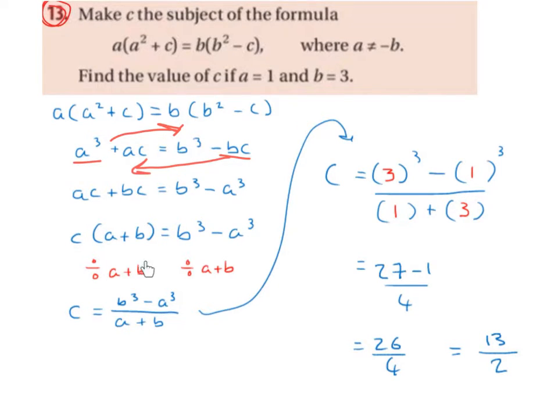I just have to divide by A plus B, because at the moment the C is multiplied by A plus B, so that they cancel out. But if I divide by A plus B on the left, I have to divide by A plus B on the right. So I get C equals B cubed minus A cubed over A plus B. Now the C is on its own, so I've made the C the subject of the formula. Now I just have to sub in A is equal to 1 and B is equal to 3. So do that here. I get 27 minus 1 over 4, which is 26 over 4, which is 13 over 2.